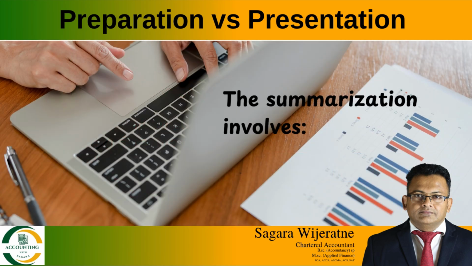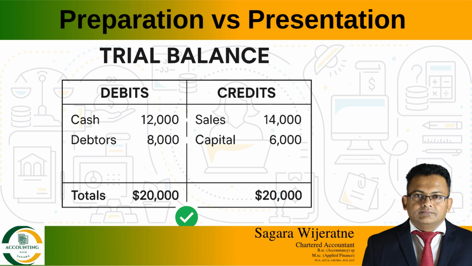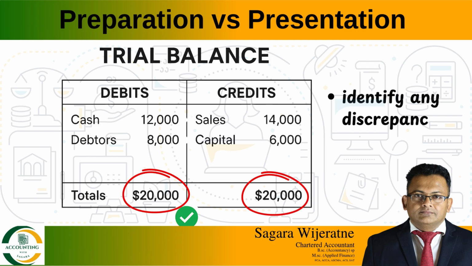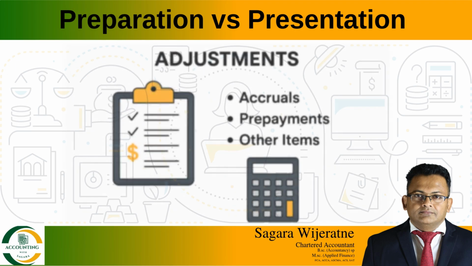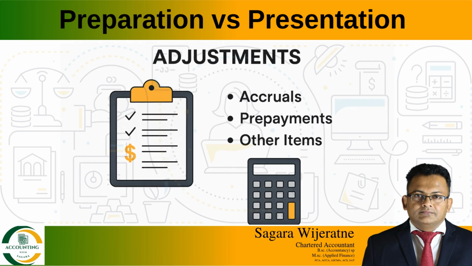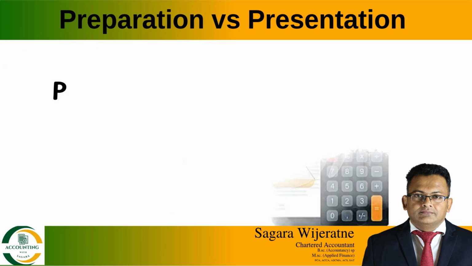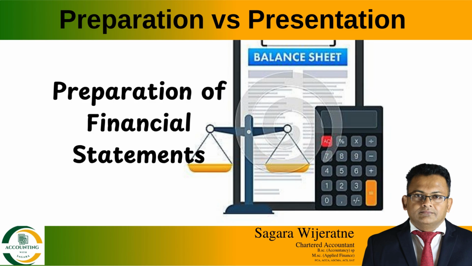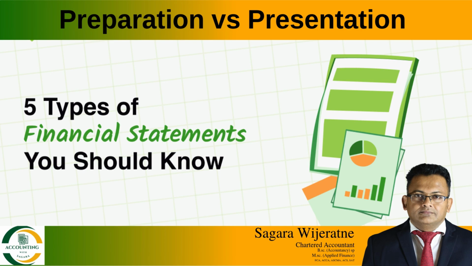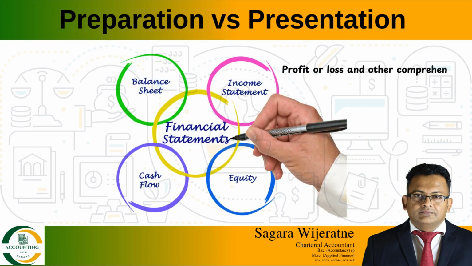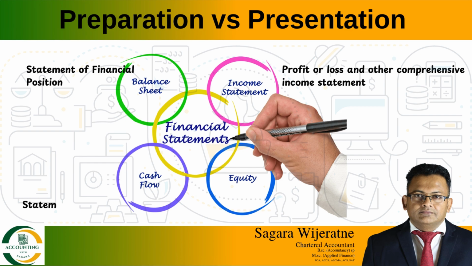The summarizing process involves preparing a trial balance to ensure the equality of debits and credits and identify any discrepancies. Making necessary adjustments for accruals, prepayments, and other items to ensure the accuracy of financial statements. Preparation of financial statements. Types of financial statements. Income statement or profit or loss and other comprehensive income statement. Balance sheet or statement of financial position. Statement of cash flows and statement of changes in equity.